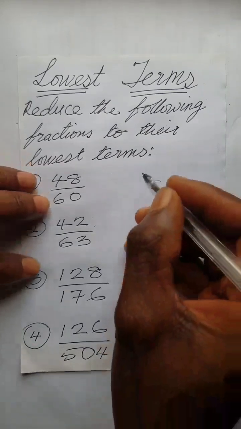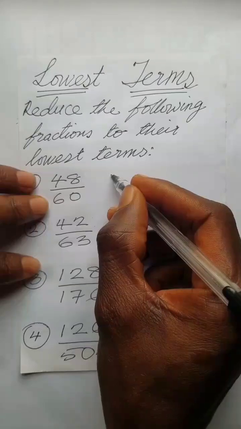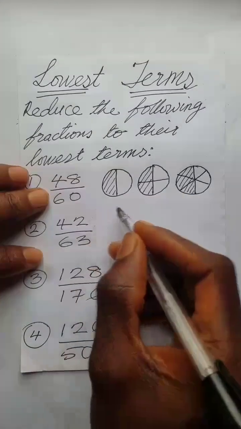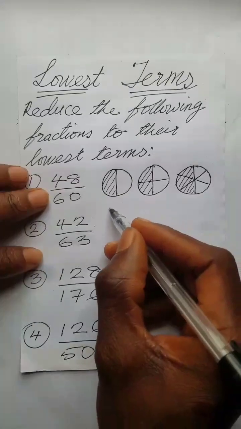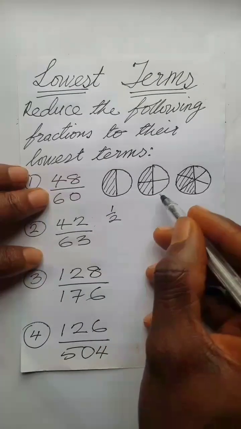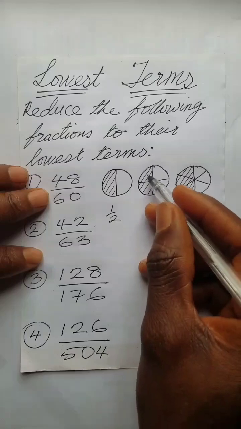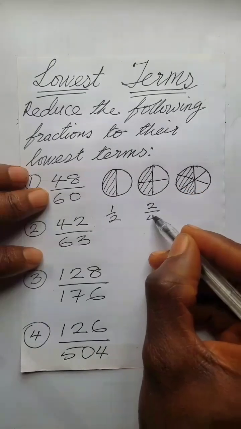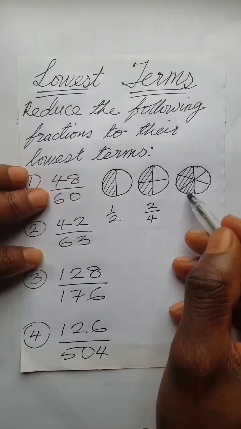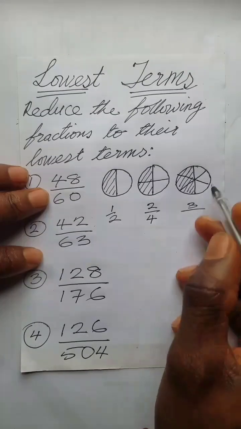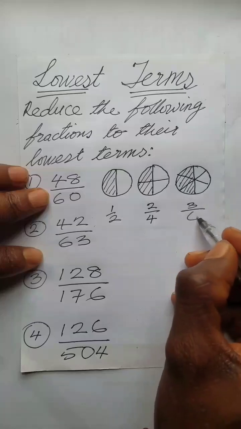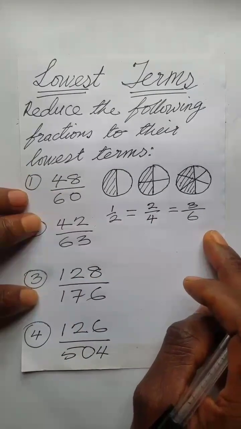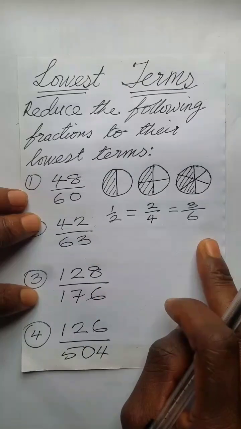For instance, we have 3 oranges cut in this form. We would say that the first one is half. The second one has 2 shaded out of 1, 2, 3, 4. That will be 2/4. And the third one has 3 parts shaded out of 1, 2, 3, 4, 5, 6. Now all these fractions have the same value, so we call them equivalent fractions.